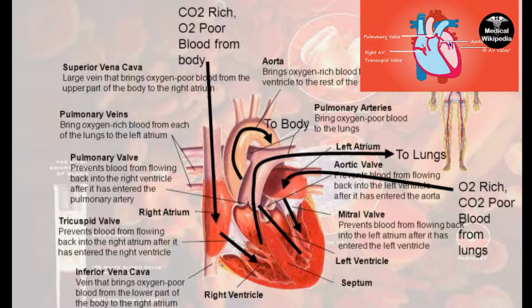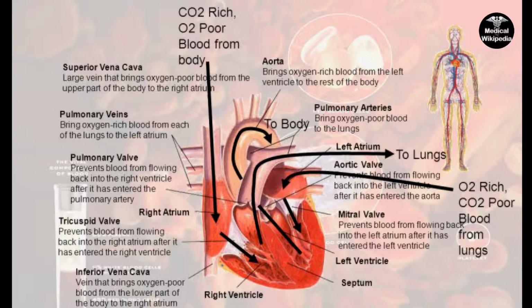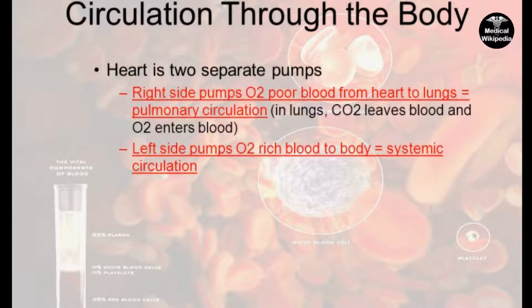To body. Left atrium. To lungs. O2 rich, CO2 poor blood from lungs. Right atrium. Left ventricle. Septum. Right ventricle. Circulation through the body.